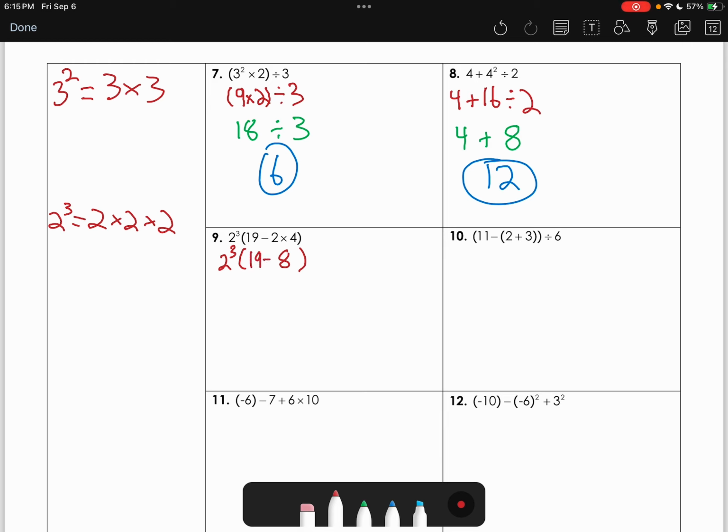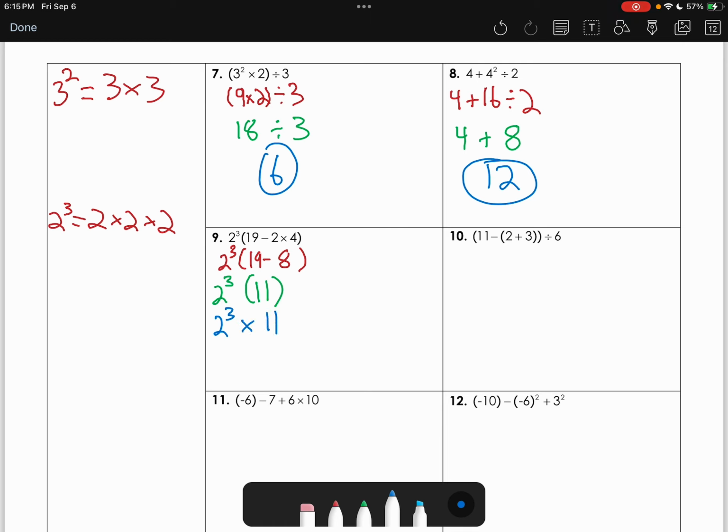So we still have some parentheses to do, so we're going to do, hang on, let me change my color. 2 to the power of 3, and then 19 minus 8 is going to be 11. And we can keep those there. Okay, 2 to the power of 3 times 11. Let's just rewrite it for simplicity. We have 2 to the power of 3 times 11 now, okay?